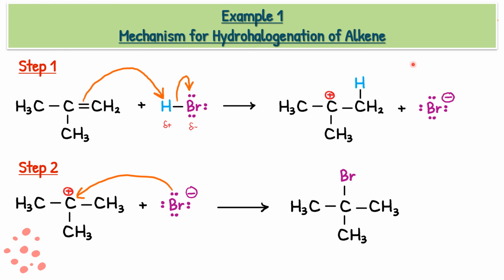So in exam, awak akan tunjukkan jawapan awak macam ni lah. Step 1, where the alkene reacts with the hydrogen bromide, and step 2, where the bromide ion attacks the carbocation to get our product.